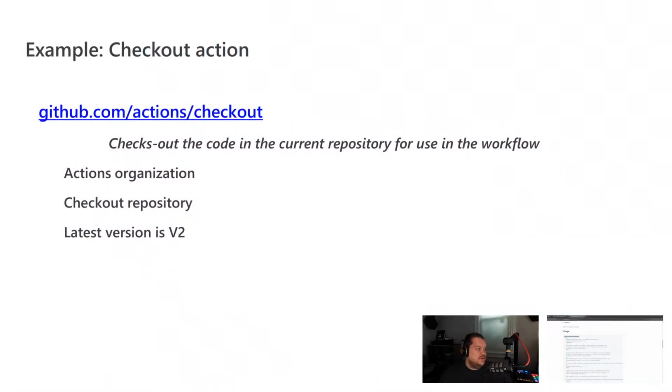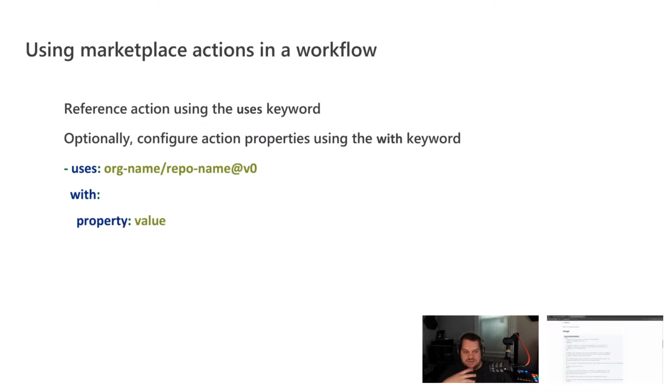Let's talk through another one. So, actually, before I talk through another one, I forgot. Let's talk about using these in your workflow. Remember, I told you earlier that when you have a workflow, you can do two things. You can run a script or you can use an action. Well, to use an action, instead of using run in a step, you use uses. So, with action, the syntax is uses, and then the organization name/repo name and then a version number. Now, if that action has any configuration settings, you have to use the with keyword, and then any configuration settings you need to set.